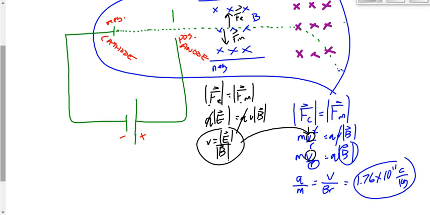So, what does Thomson conclude from this? Okay, the big takeaway. What does Thomson conclude from this? Well, if Q over M is big, then M must be small. If this is bigger than any other number ever found, then this must be smaller than any number ever found. Hence, we don't just have negatively charged particles. If this M is smaller than the mass of an atom, then this negatively charged particle must be smaller than an atom. It must be a subatomic particle.